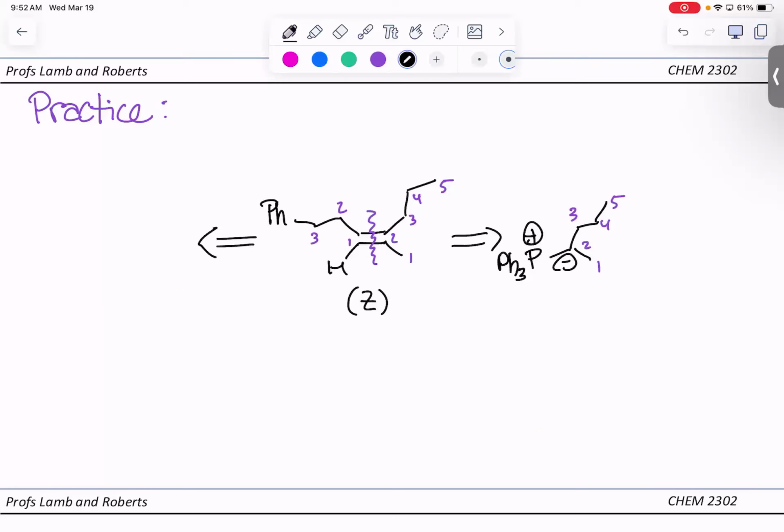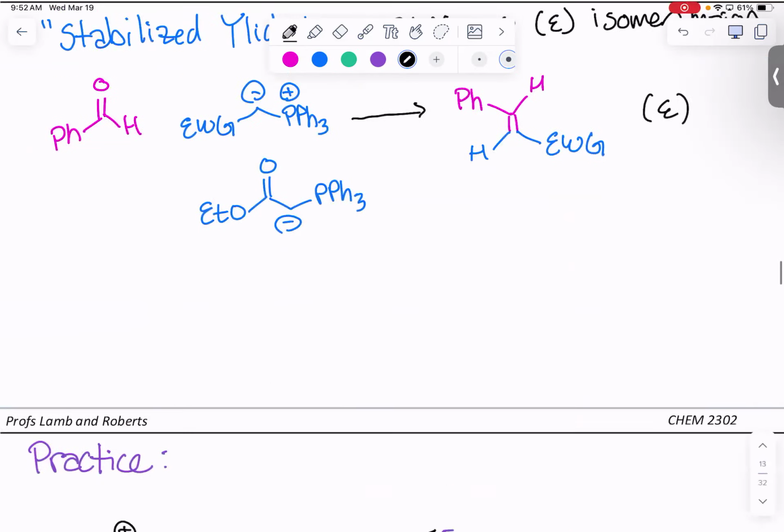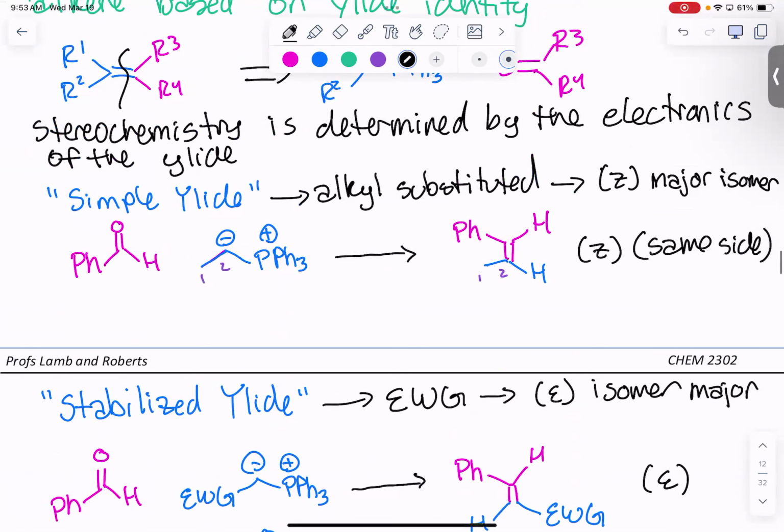Right? Now, if we wanted to make the ylide on the other side, we absolutely could as well. We have a carbon chain that is 3 carbons long, 1, 2, 3. And we can go ahead and attach our triphenyl phosphine plus and negative. Right? This makes sense as well, that our ylide was able to form the Z alkene because that is also a simple ylide, right? The definition of our simple ylide is just something that's alkyl substituted.